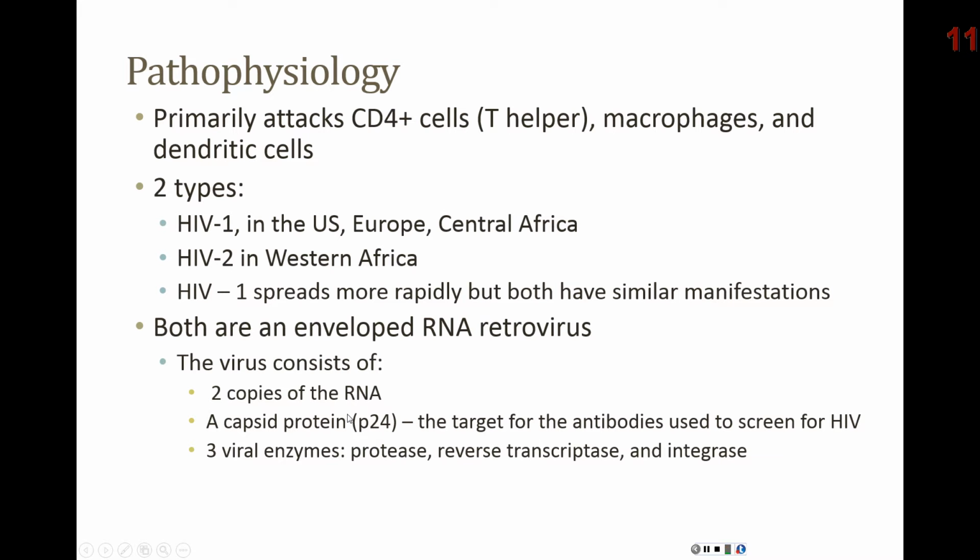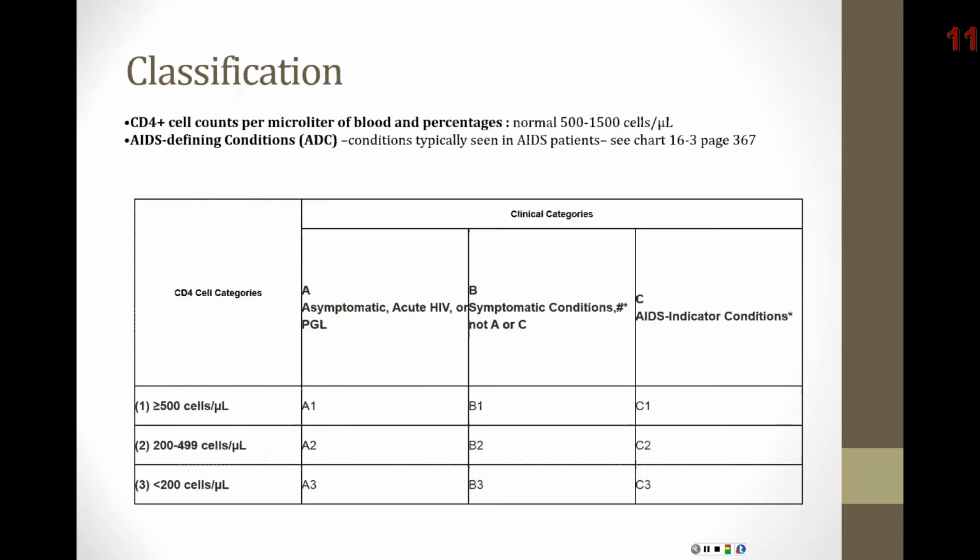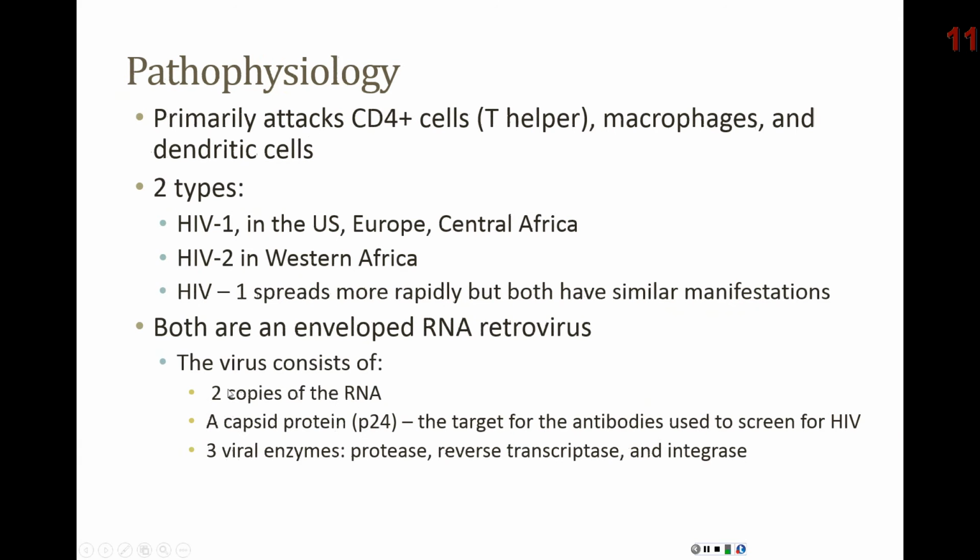It contains 2 copies of the RNA, a capsid protein that is the target for the antibodies that we look at to screen, and then 3 important viral enzymes: protease, reverse transcriptase, and integrase. And now, how this virus actually attaches and functions: the HIV attaches primarily to the T helper cell. Again, it can be others, but it attaches to the cell and internalizes into the cell. So it literally uncoats itself and enters into the cell.